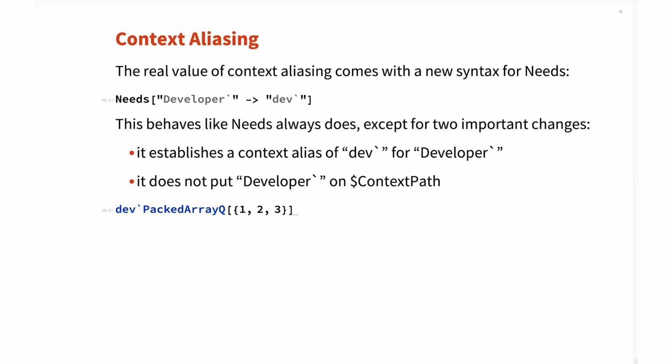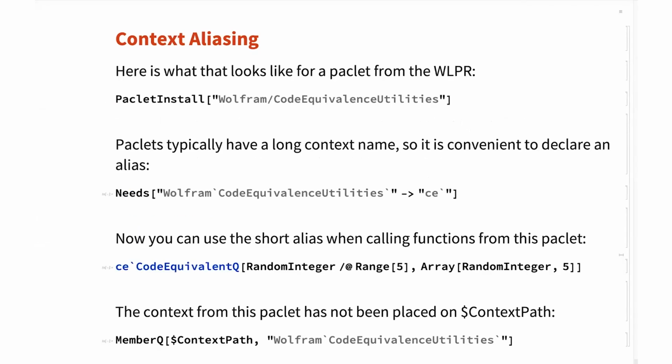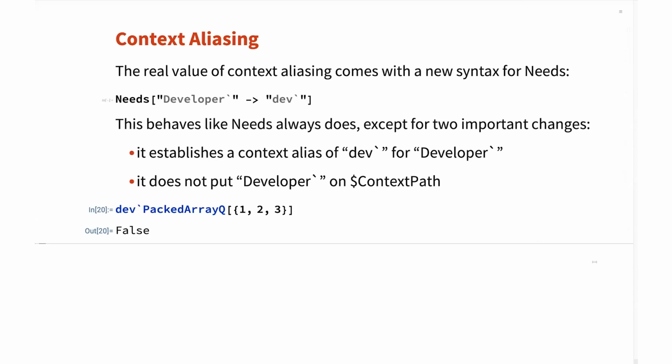So now I can just call some function like this. I'm not going to type it out. Developer is not on the context path. So this is a way of loading a package, making its symbols available with a short alias to this context, but not dumping all the symbols into the global namespace, the sort of soup of visible symbols.